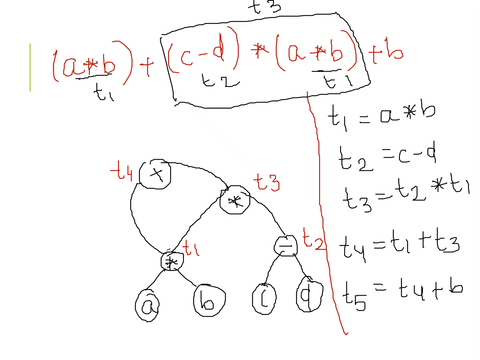T4 is here, so it is T4, where is B? B is existing, so I can just take a path from here and it is T4 plus B. And this final node is named as T5.